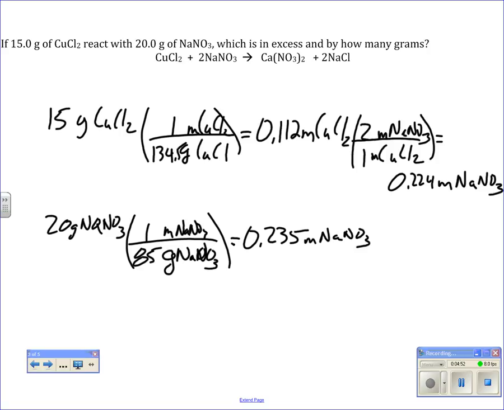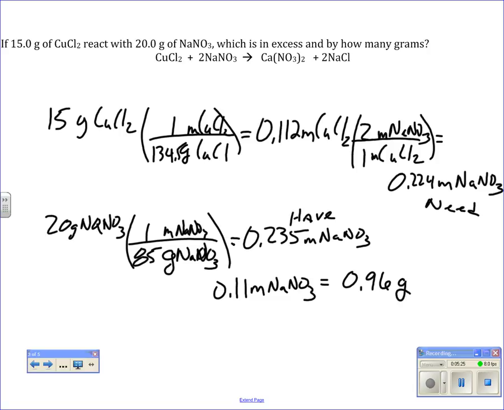All right, so I can see that if I need this much, and I have this much, I have too much sodium nitrate. In fact, I have 0.11 moles of sodium nitrate too much. And if I take that times 85, that means I have about 0.96 grams of sodium nitrate too much, which is what we're looking for. All I did was multiply by the molecular mass, and that gives me my answer.